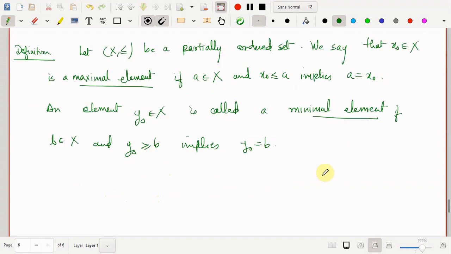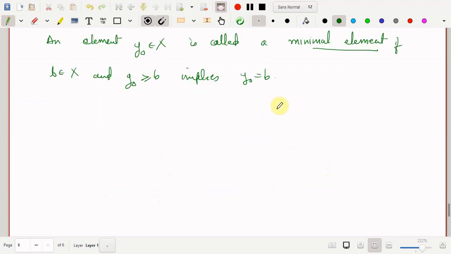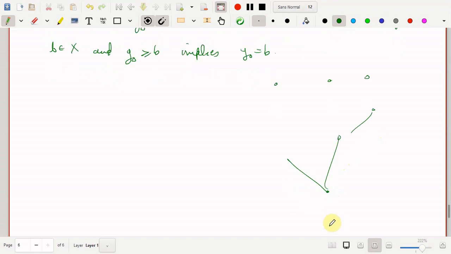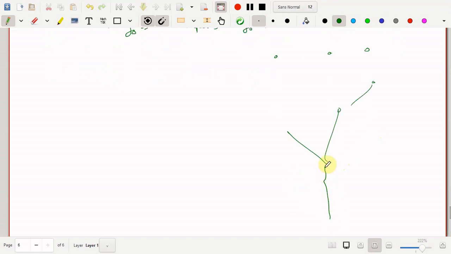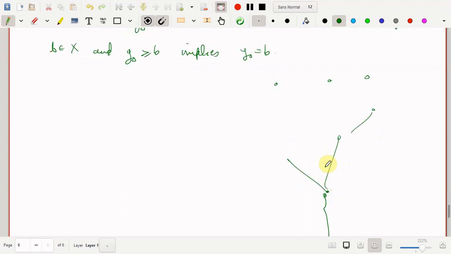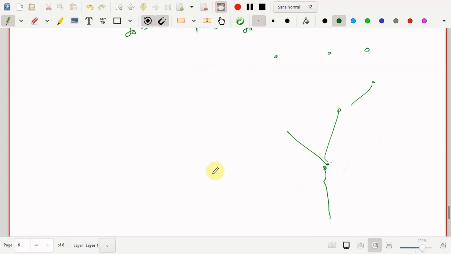See, from the picture it should be clear, a maximal element will always be placed on the top and the minimal element will always be placed below. What this means is that a minimal element may be related to some element, but no element from X should be related to this element, then only we can call it the minimal element, other than, of course, the element itself.